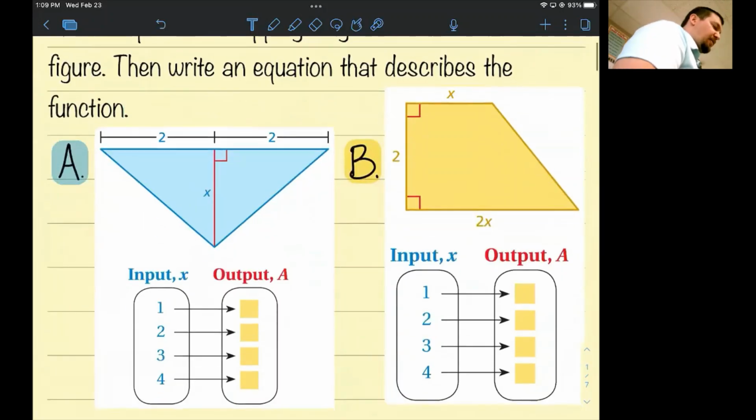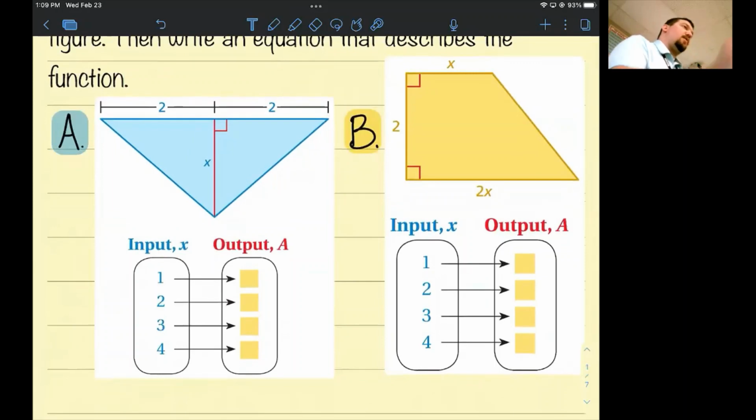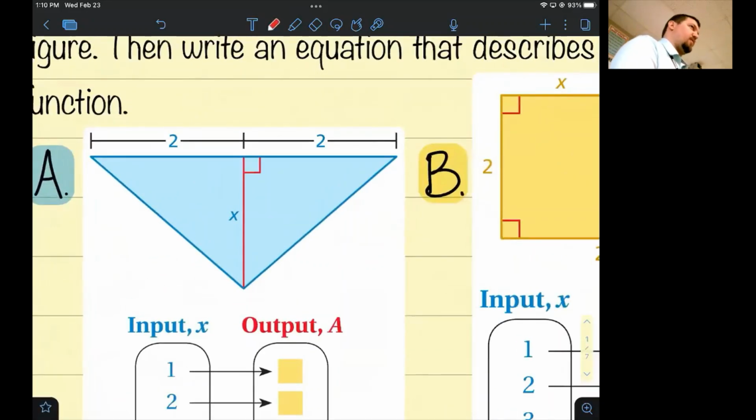Okay, so we have a triangle here. It says when you input 1 or 2 or 3 or 4, it wants to know what the output is. So when you input 1, we're actually plugging that in for what part of the triangle? What would we call that length from the base to the bottom of the triangle here? Height. That's the height. So X is just the height of the triangle. What is the base of the triangle? It's 4.